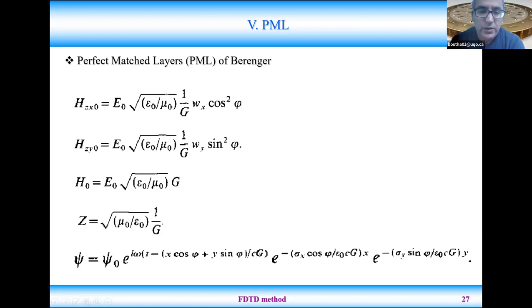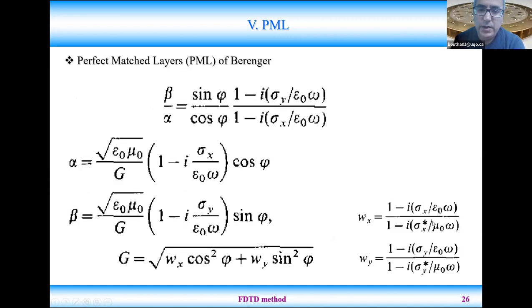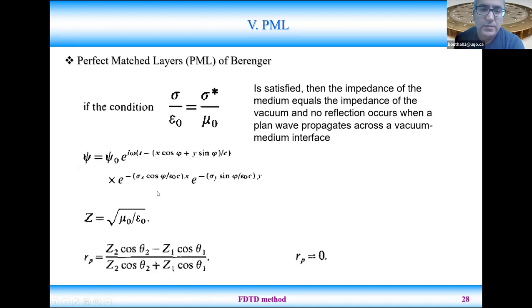If we write now the plane wave, it will have this form. This one is like a normal plane wave, and this one shows an amplitude decreasing in x direction, amplitude decreasing in y direction. So if we have sigma x over epsilon zero equals sigma star over mu zero, then the Wx will be equal to 1. And the same thing for this one, it will be equal to 1. Then it means we will have the same impedance. So if we use this condition, sigma over epsilon 0 equals sigma star over mu 0, the impedance will be Z. Then at the interface, we'll have no reflection.